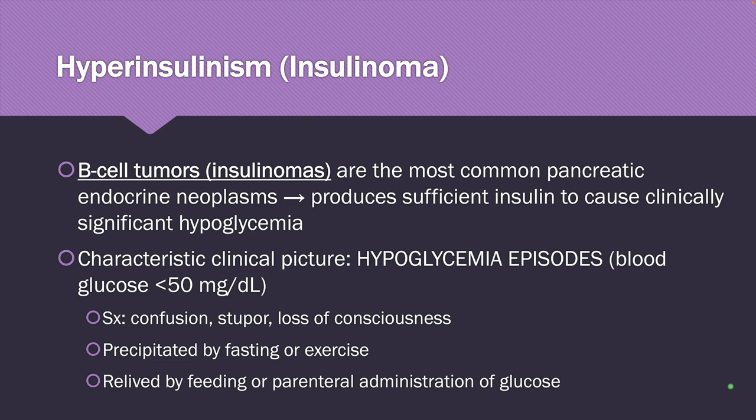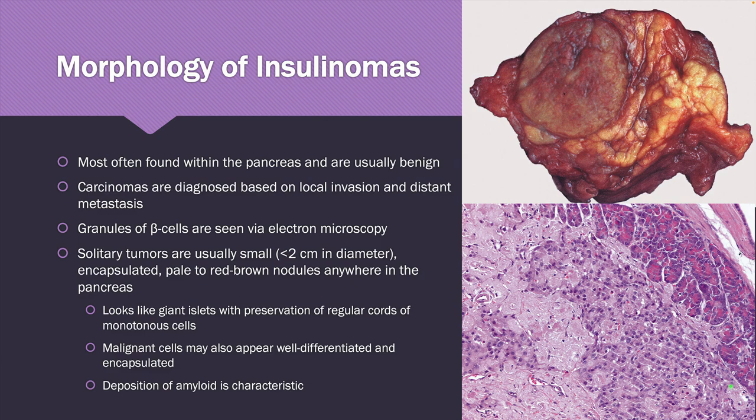These are precipitated by fasting or exercise and relieved by feeding or parenteral administration of glucose, similar to a diabetic na mayroong acute complication. So how would they look like? They are found within the pancreas, usually benign. This is the tumor over here. The carcinomas are diagnosed based on local invasion and distant metastasis. And note that those are quite rare. If you do electron microscopy testing, you will be able to see granules of beta cells, granules within your beta cells.